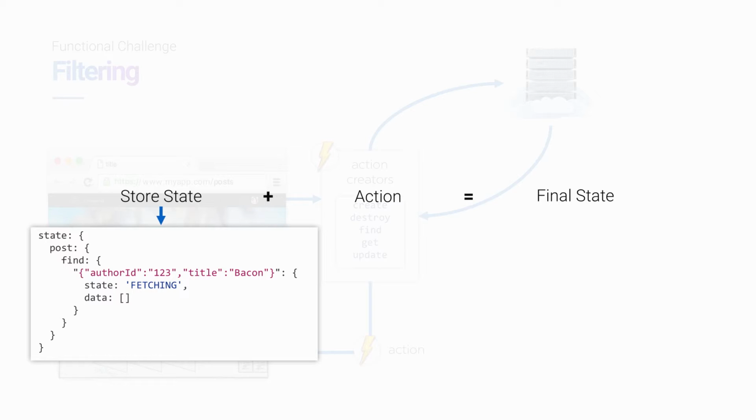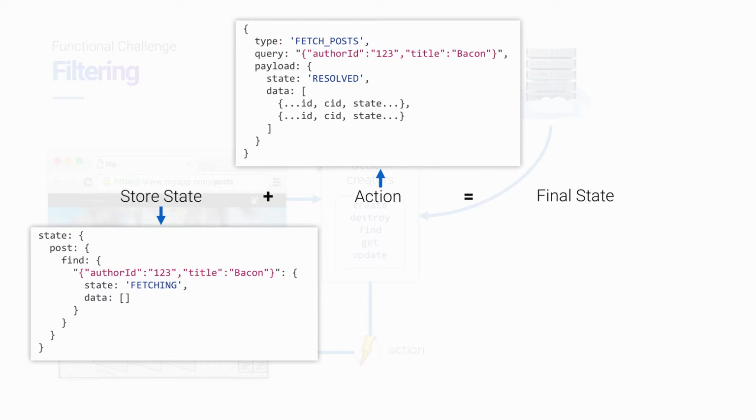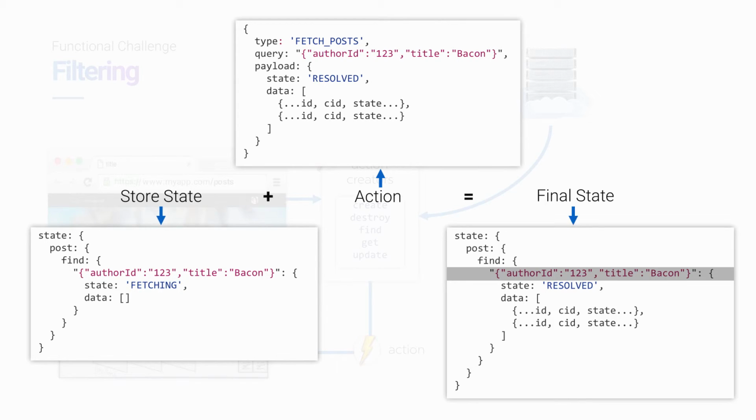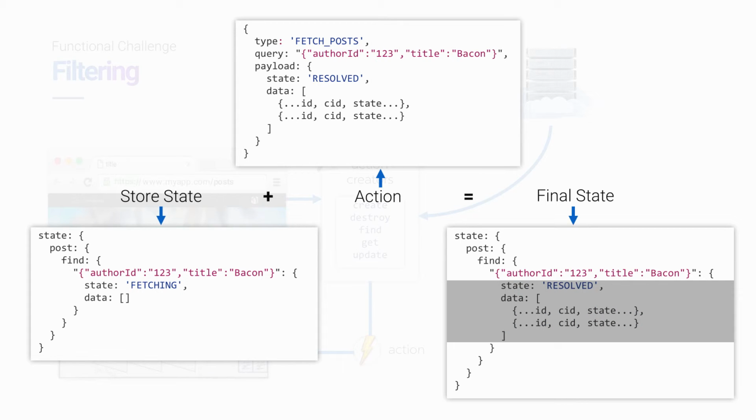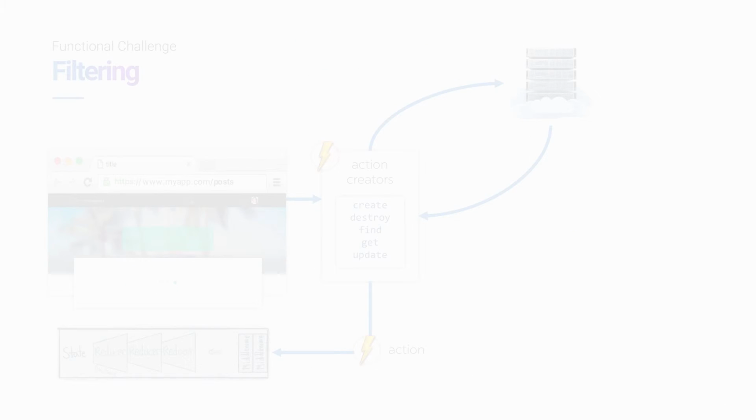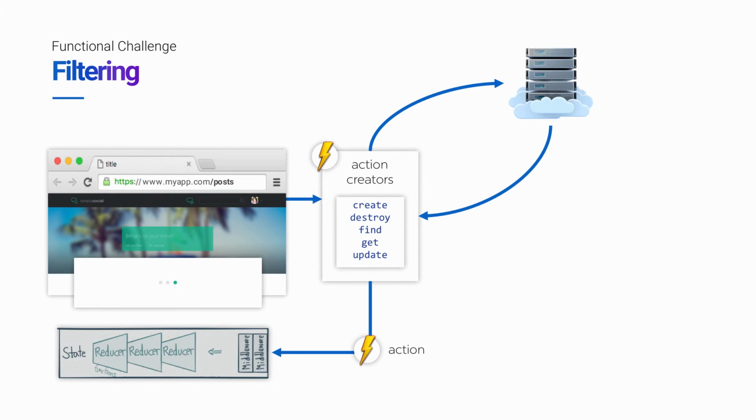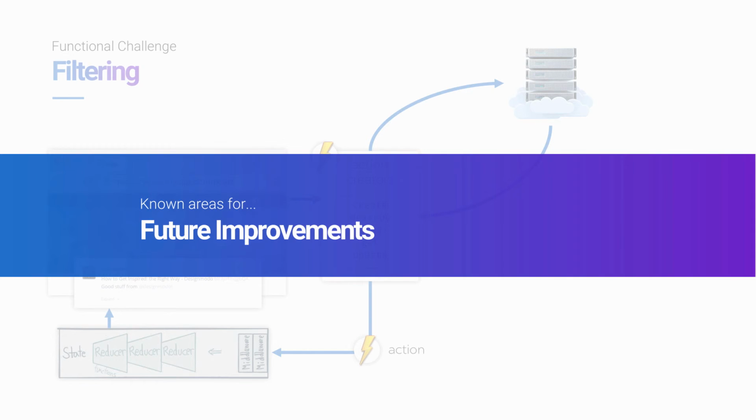This time, our initial state contains the data declaring our query was being fetched. And our new action has the data we received back from the server, letting us know that our query was resolved successfully. And because the query key is the same, we know that we can replace the old data with the new data, and we get our new state. And now the application is once again notified that our state changed, and the component updates the view to reflect the data we just received from the server. So that covers how filtering works in lore at the moment.